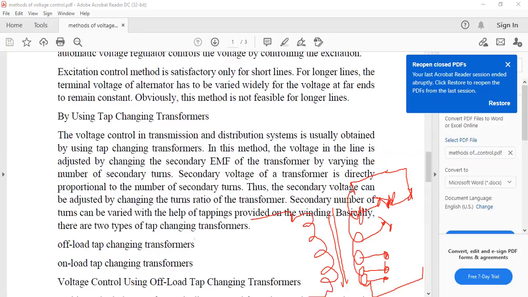How we choose these tappings depends on our requirement of the voltage drop. If the voltage drop is more, accordingly it will change the tappings. Basically, there are two types of tap changing transformers: one is the off-load tap changing transformer, and the other is the on-load tap changing transformer.